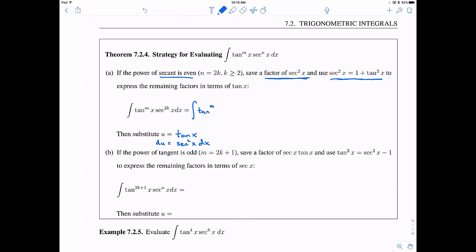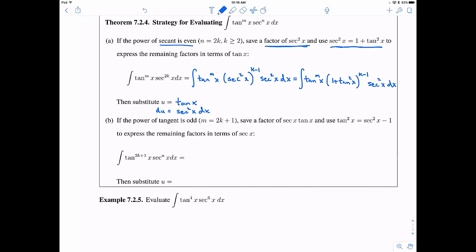Therefore, we can transform our integral into the integral of tangent to the m of x times secant squared x to the k minus 1 times secant squared x dx. And then finally, we can write this as the integral of tangent to the m of x, and then we're going to transform these k minus 1 secant squareds into 1 plus tangent squareds. And then again, we leave 1 secant squared x dx to be used by my du.